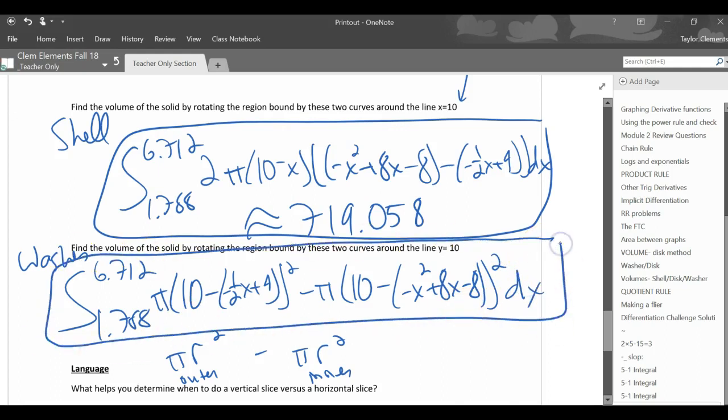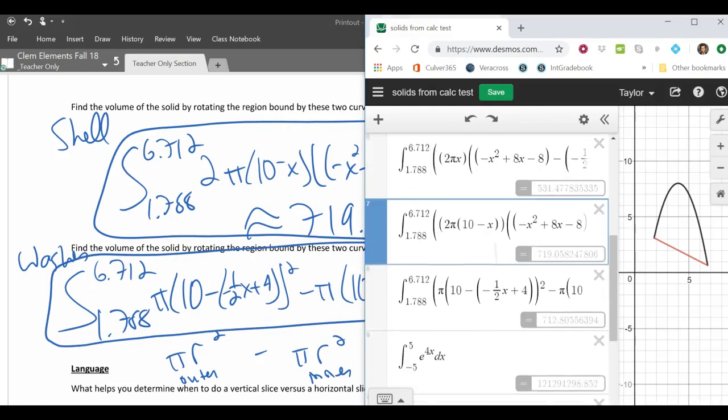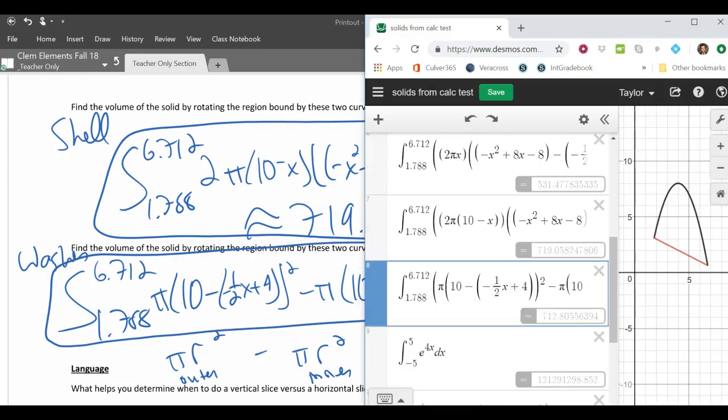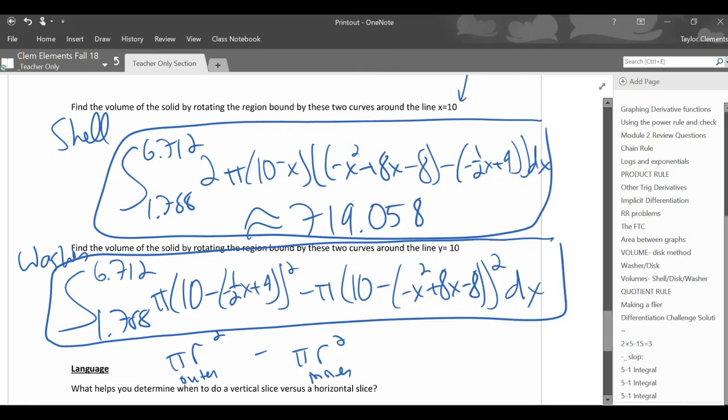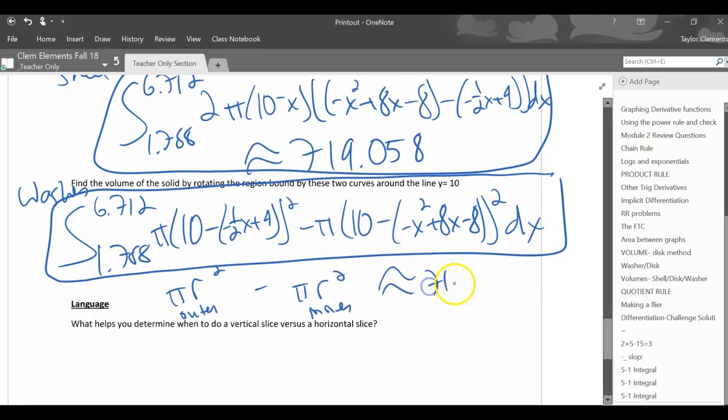There's our integral. I've already typed that in. Hopefully I did it the same way. Let's just check real quick to make sure I did: 10 minus the outer one squared, 10 minus the inner one squared. Make sure you don't forget squares. 712.805. Great. All right, so that's all the heavy stuff.